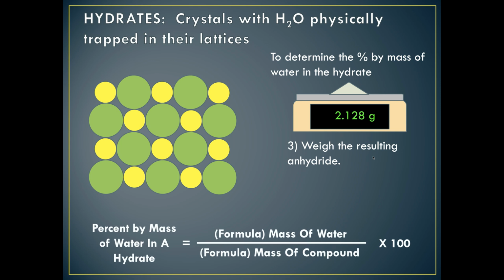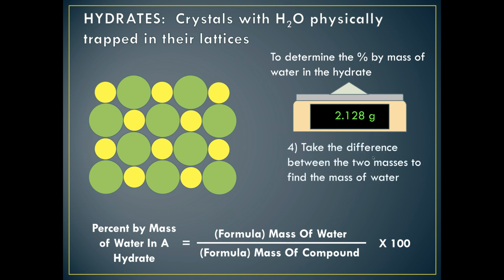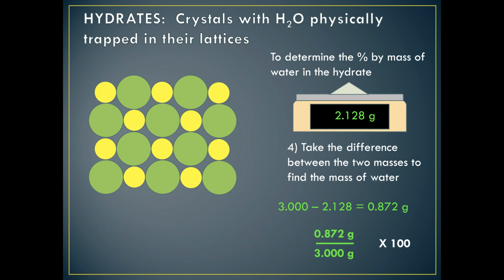So the percent by mass will be the mass of the water divided by the mass of the compound. So we'll take the difference between the two masses to find the mass of the water. And then we're going to divide that mass, that's going to be the mass of the water, by the mass of the original hydrate, because the water was part of this original 3-gram sample. So we'll take that part, divide it by that whole, multiply by 100, and that will give us the percent by mass in the hydrate.